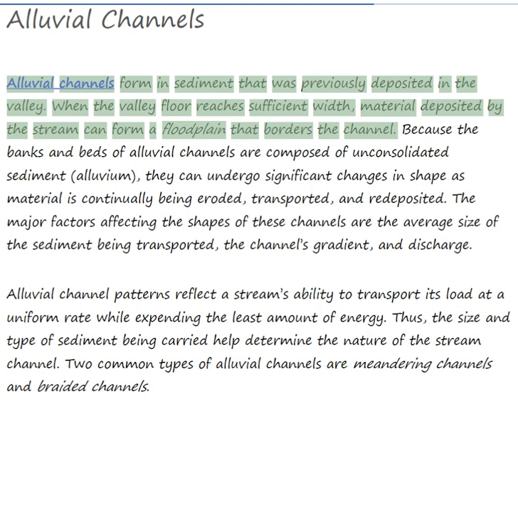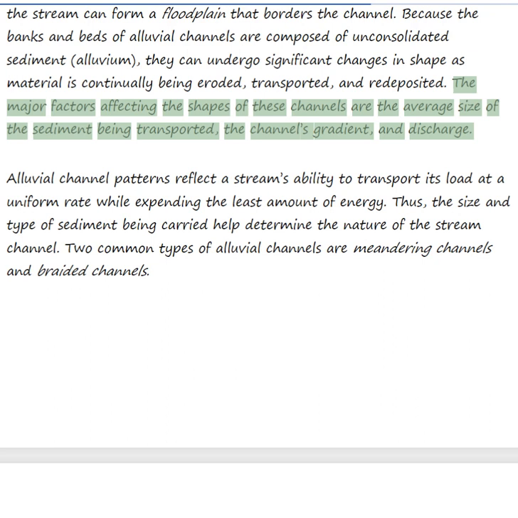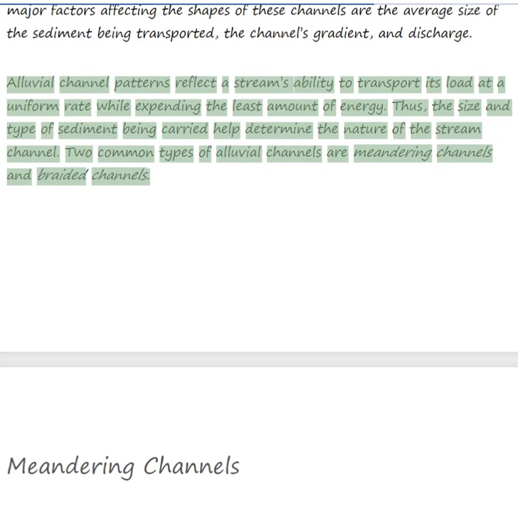Alluvial channels. Alluvial channels form in sediment that was previously deposited in the valley. When the valley floor reaches sufficient width, material deposited by the stream can form a floodplain that borders the channel. Because the banks and beds of alluvial channels are composed of unconsolidated sediment, they can undergo significant changes in shape as material is continually being eroded, transported, and redeposited. The major factors affecting the shapes of these channels are the average size of the sediment being transported, the channel's gradient, and discharge. Alluvial channel patterns reflect a stream's ability to transport its load at a uniform rate while expending the least amount of energy.